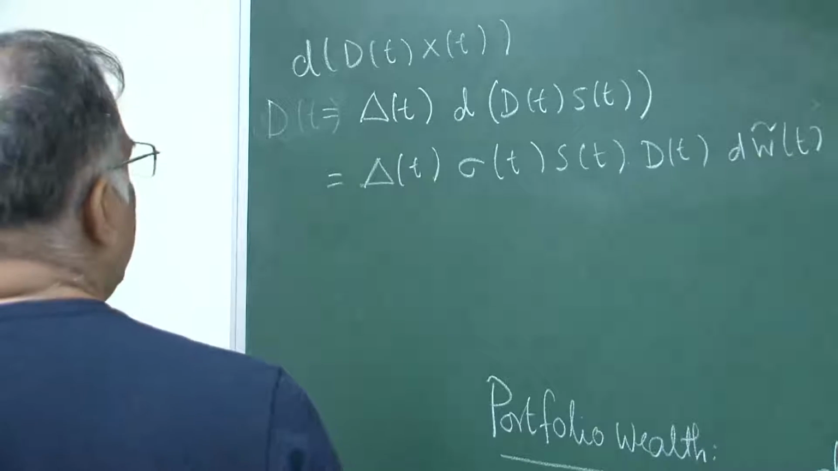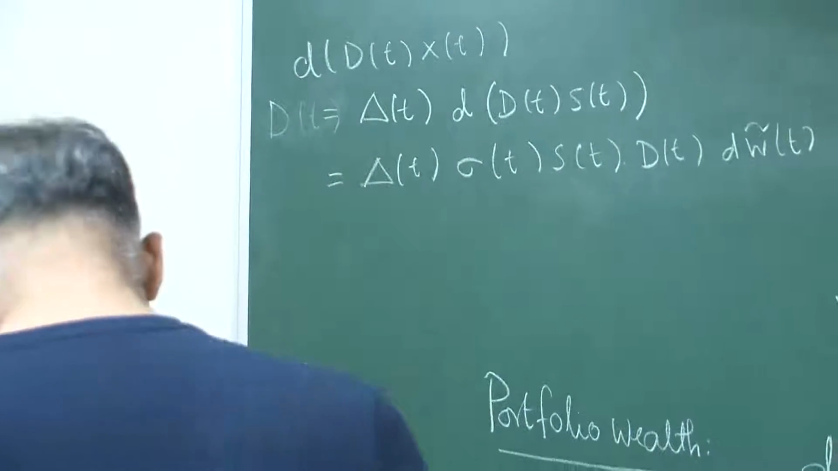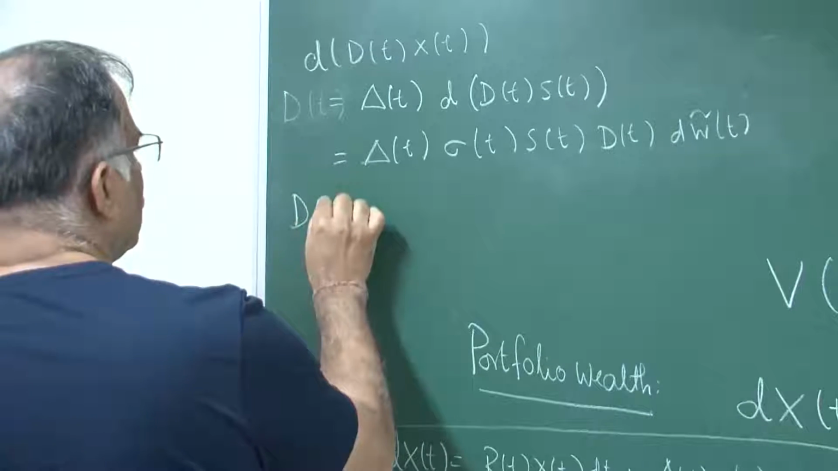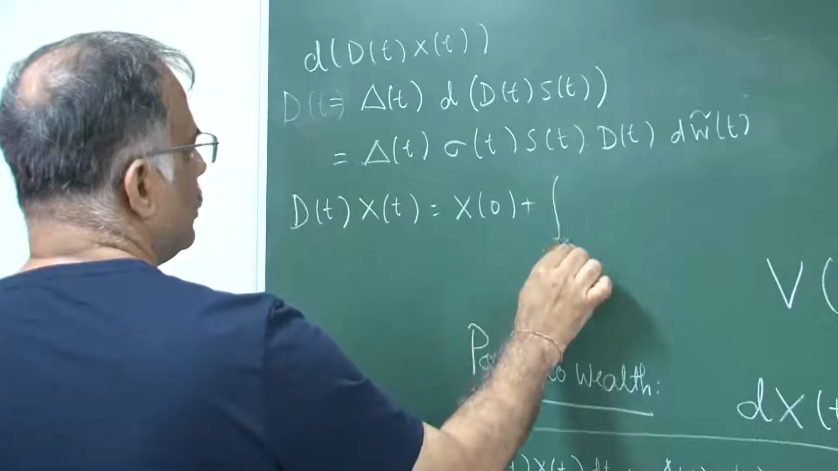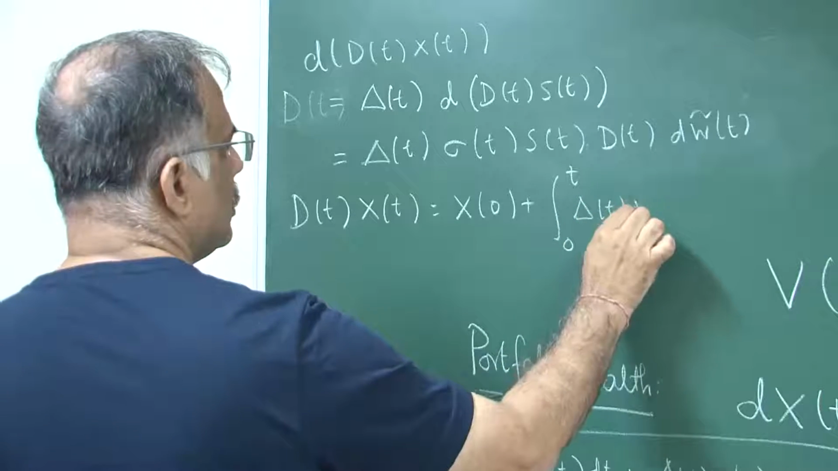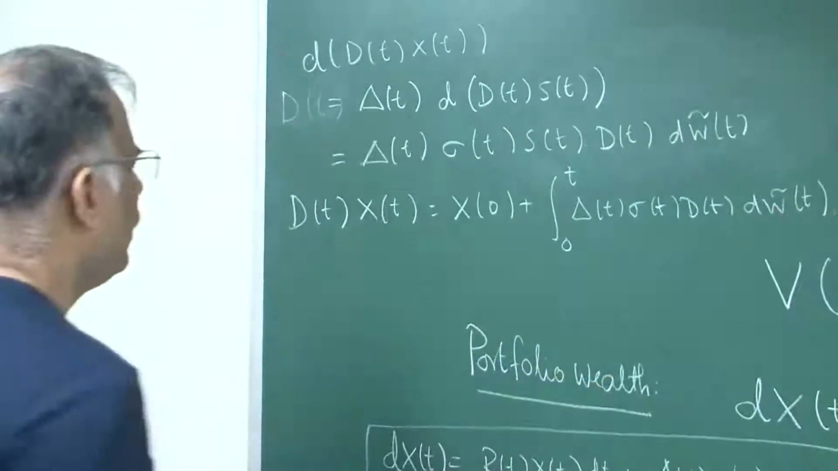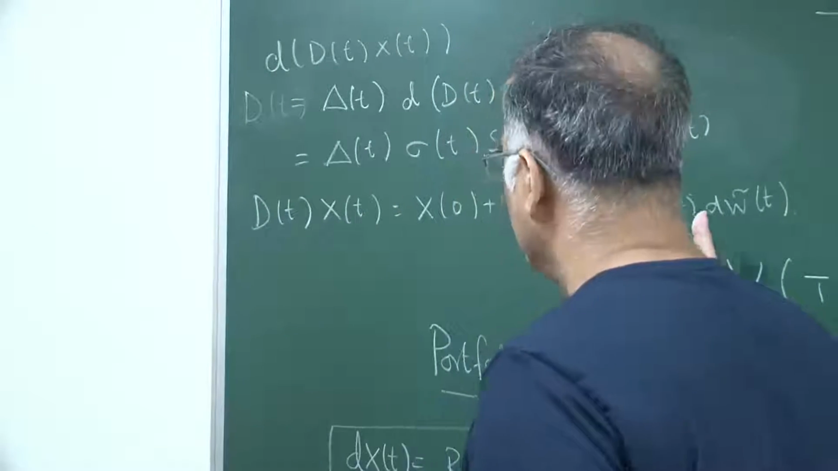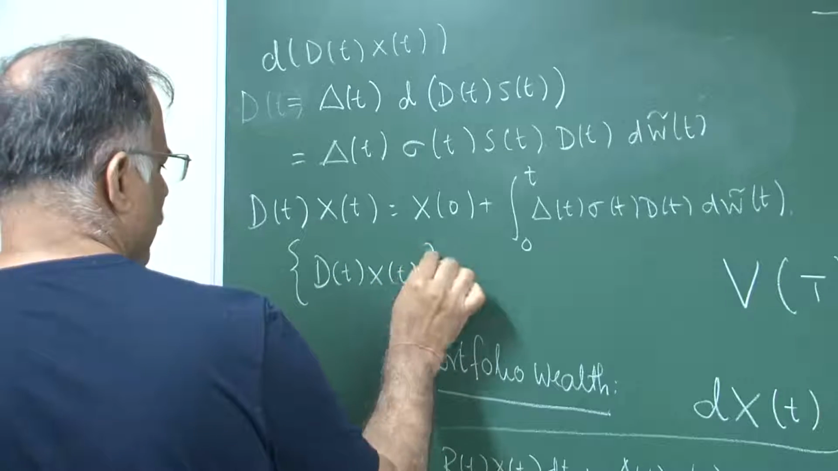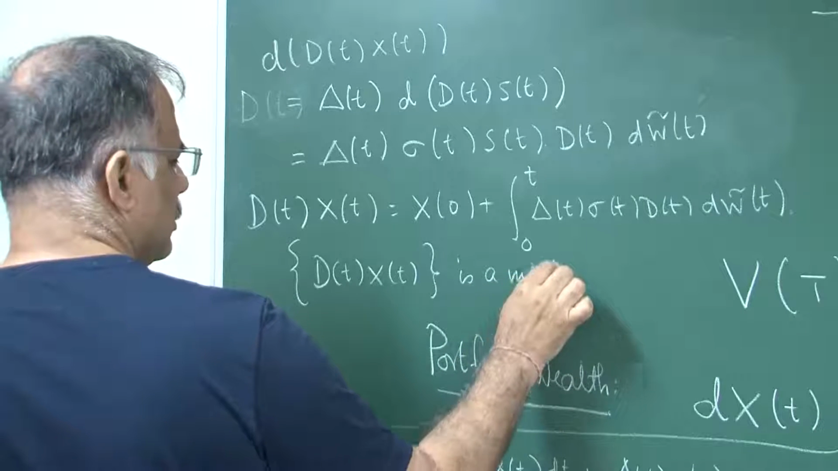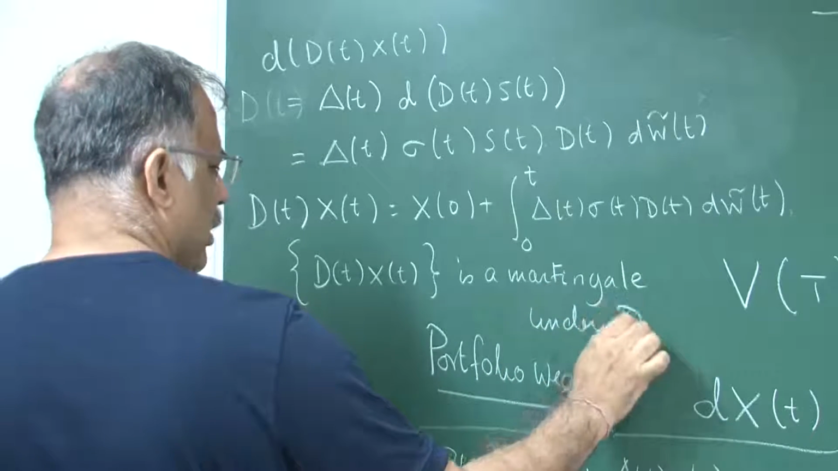and so it simply means D 0 x 0 is x 0. So, D 0 is 1. So, D t x t is x 0 plus integral 0 to t of delta t sigma t D t S t dW t. So, what we have proved, because the Ito integral is a martingale, is that the discounted wealth process D t x t is a martingale under the risk neutral measure P tilde.